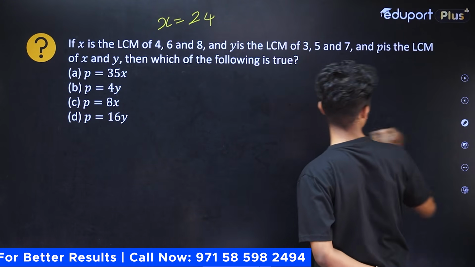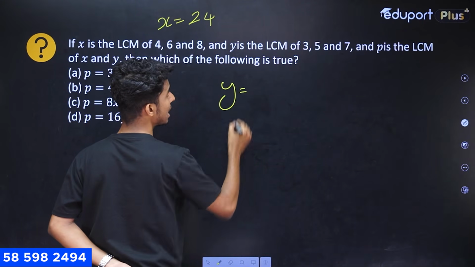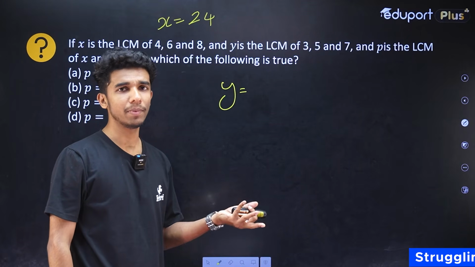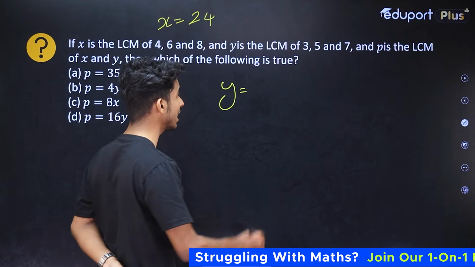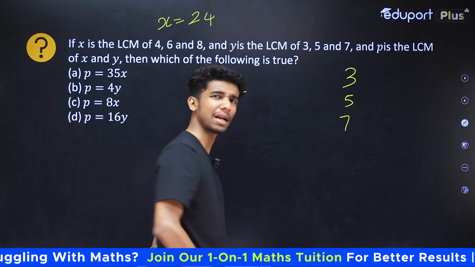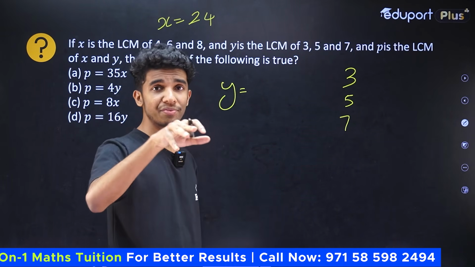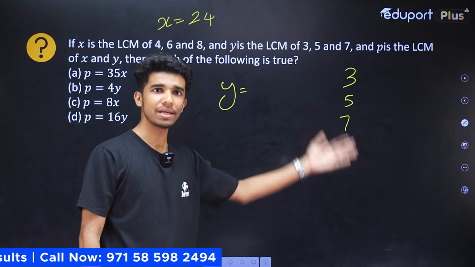Okay, so to find y, y is nothing but the LCM of 3, 5, 7. 3, 5 and 7 are three prime numbers, so we have to take all the primes. 3 can only be written as 3, or 1 into 3, no difference. You can't factorize a prime number. So 3, 5 and 7 can only be written as 3, 5, 7.